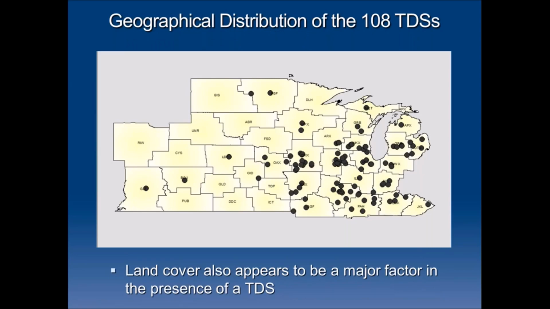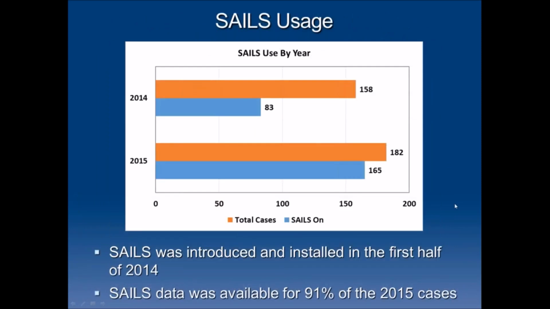This was a geographical distribution of those 108 TDSs, and what you see here is that land cover, and I think that's pretty much a known commodity with TDSs, appears to be a strong contributor to whether or not you're going to see a TDS a lot of the time. As you get into the mid-Mississippi Valley, the Great Lakes, and the Ohio Valley region, where the land cover is significantly different than the plains, you're more likely to see a TDS, especially as the intensity of the tornado increases.